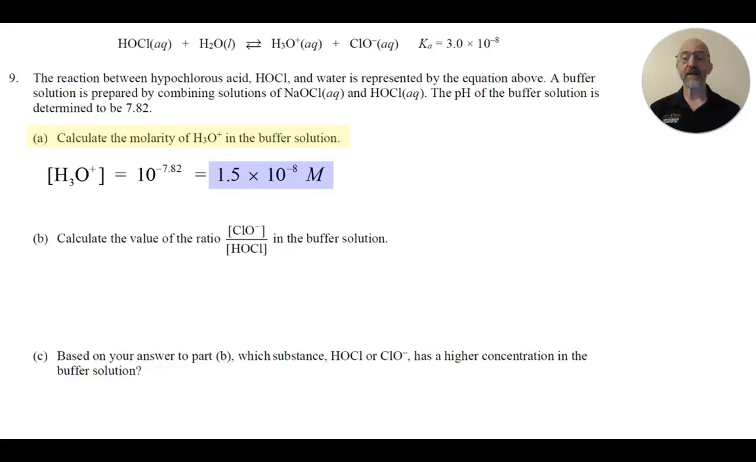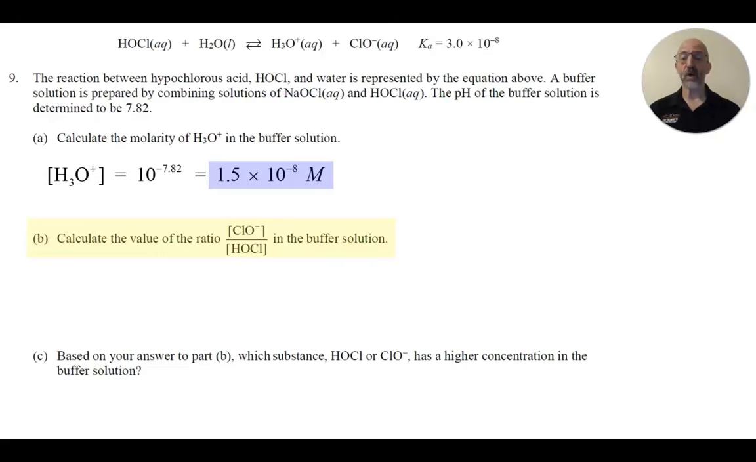Now, we will need that particular value as we move on to part B of question 9. So in part B, it says, calculate the value of the ratio. And the ratio is the concentration of ClO-, or the conjugate base, divided by the concentration of HOCl, the weak acid, hypochlorous acid. So if you're not sure how to start the strategy for part B, let's see if we can write the Ka expression for hypochlorous acid.